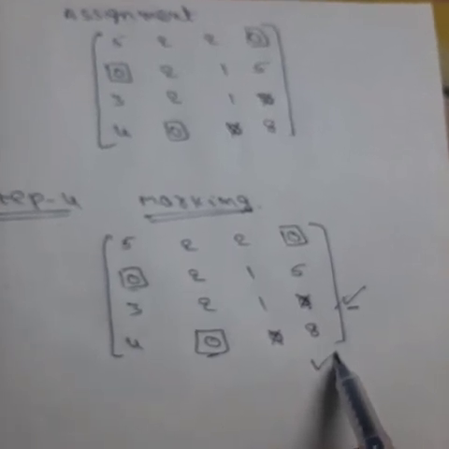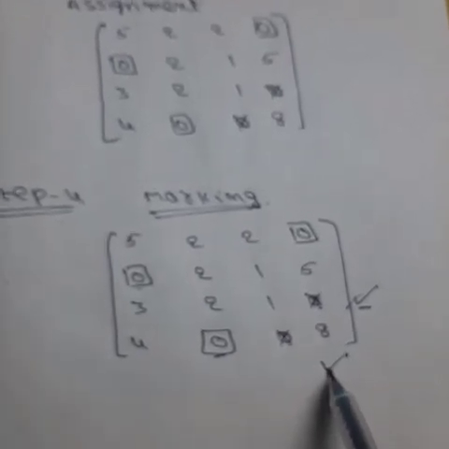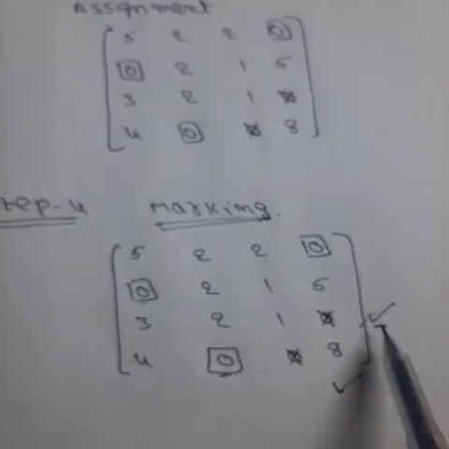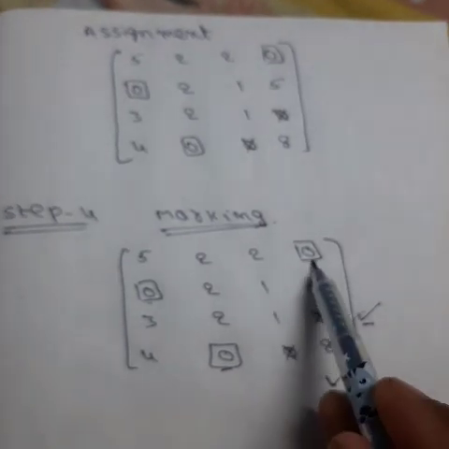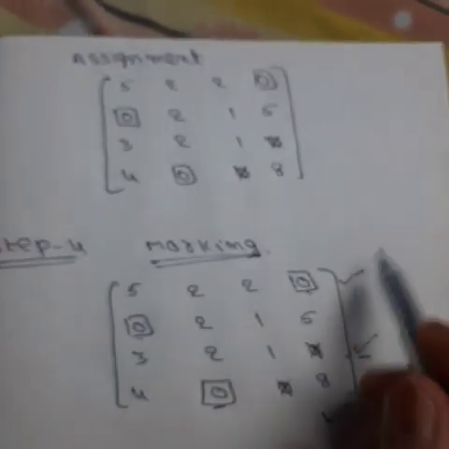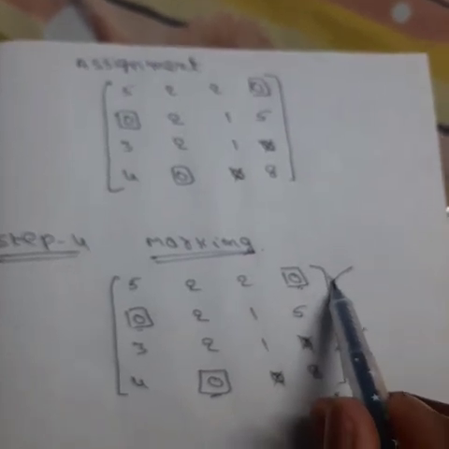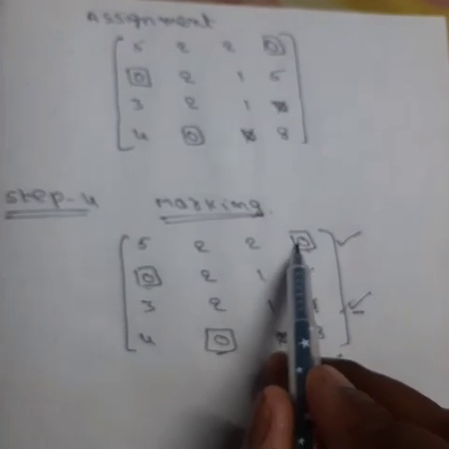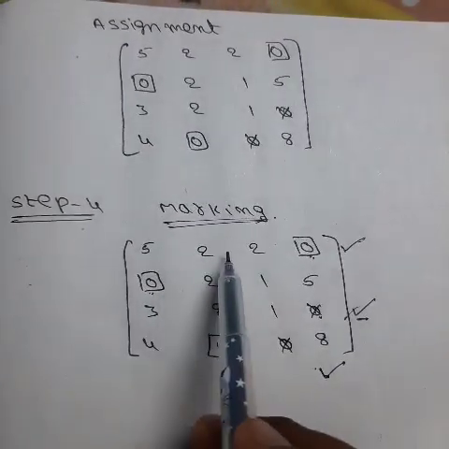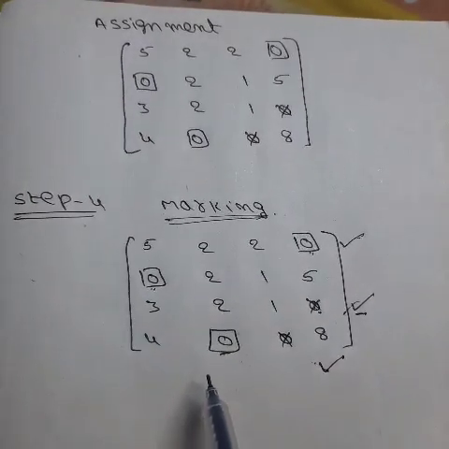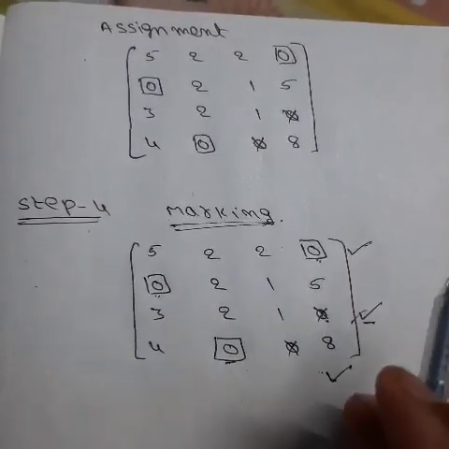After marking the column, identify the marked column which has an assignment. In this column there is an assignment in the first row, so mark that row also, and check. After marking this row, check whether there exist any zeros except the assignment in that particular row or not. If there are any zeros, then mark that corresponding column, otherwise just leave it.